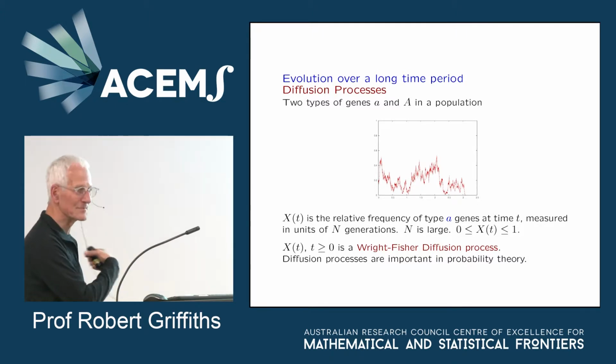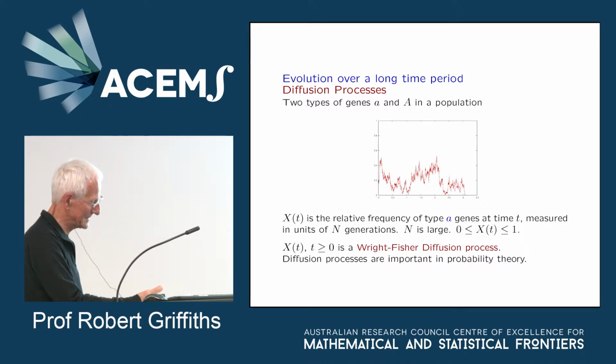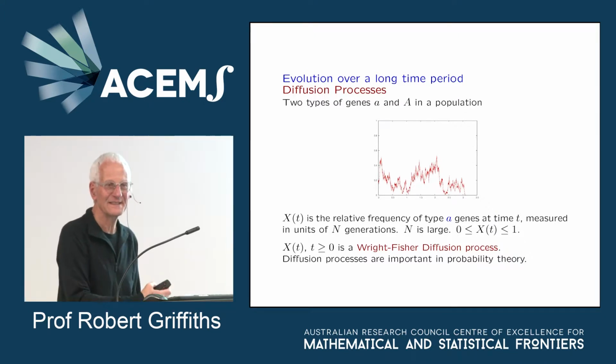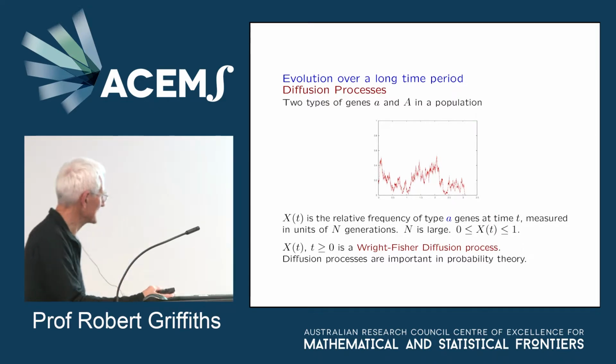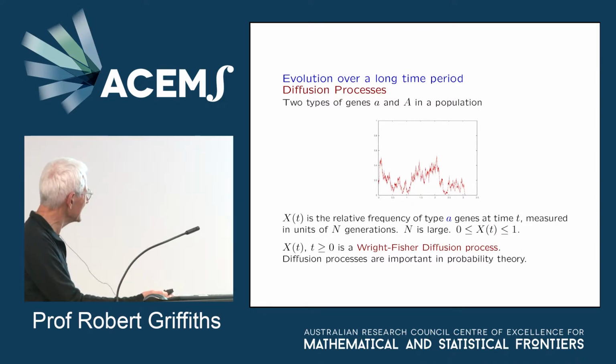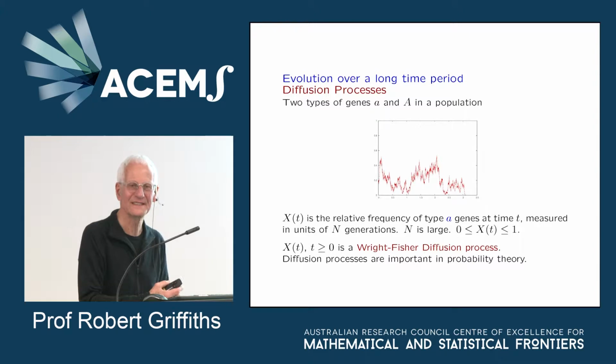And diffusion processes are very important in probability theory, and they occur in many branches of science, particularly physics as well. Certainly in population genetics they do. You might have heard of Brownian motion, and that's another diffusion process. It's different from this, but it's a diffusion process too.